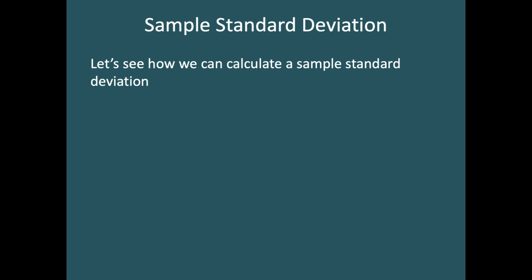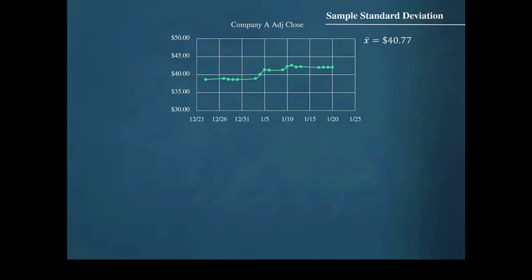Sample standard deviation. Let's see how we can calculate a sample standard deviation. Here's a time series chart that shows the adjusted closing stock price for a company we will call Company A for a sample of 18 days. The sample mean closing price is $40.77.